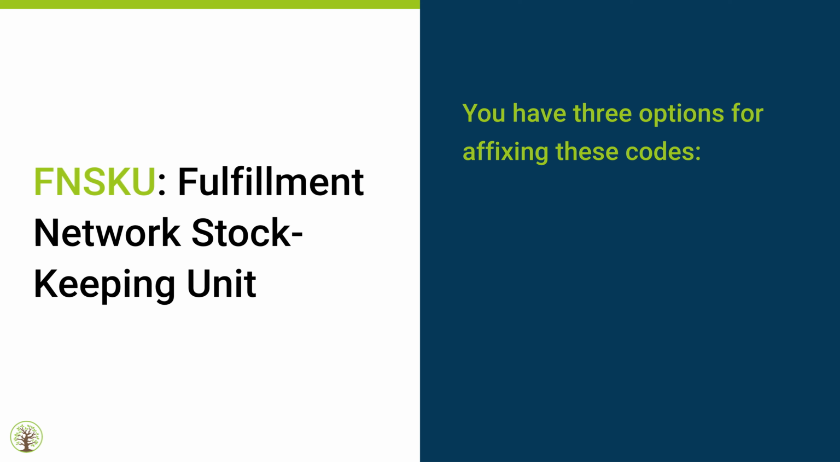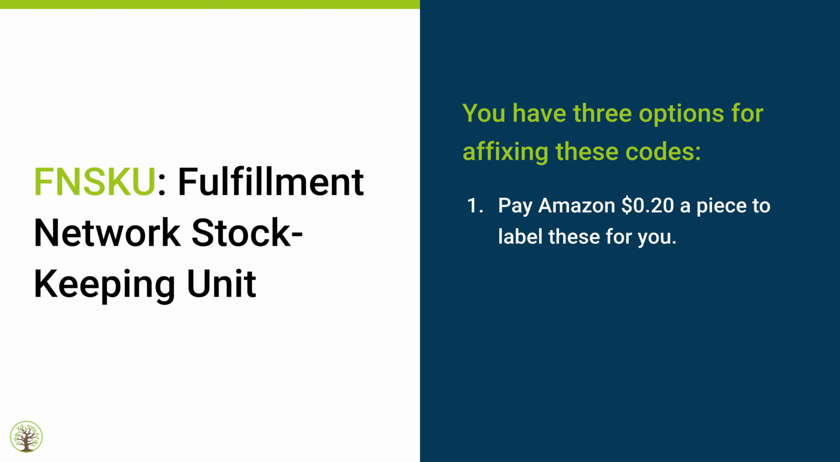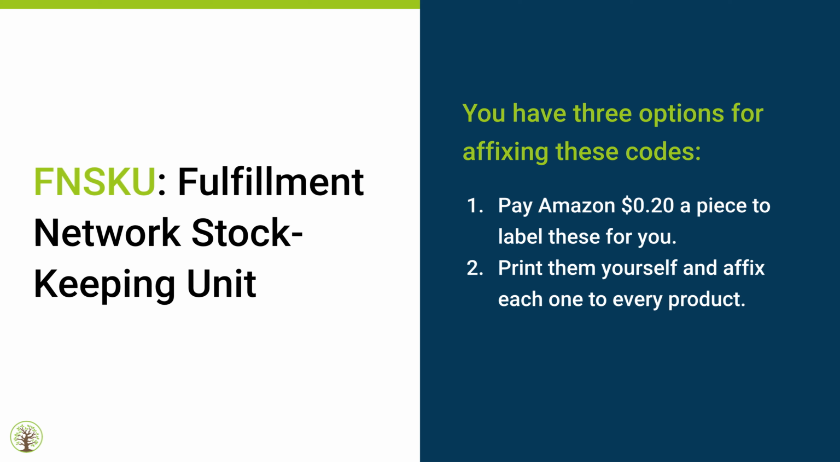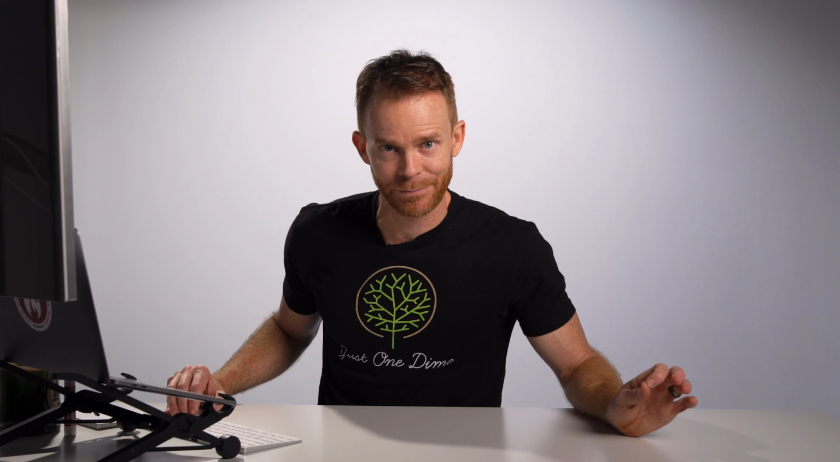So you have three options to get these codes on your product. Option number one, you pay Amazon 20 pennies a piece to label these for you, which means it will delay getting it into the fulfillment center. It'll give you the option when you set up your shipping plan. Step number two, you can print the labels at home if you enjoy printing labels and touching sticky things, and label every single product yourself. And step number three, you can have your supplier print it onto the retail packaging, which is excelente, and that's exactly what you should be doing, and I'll tell you why.